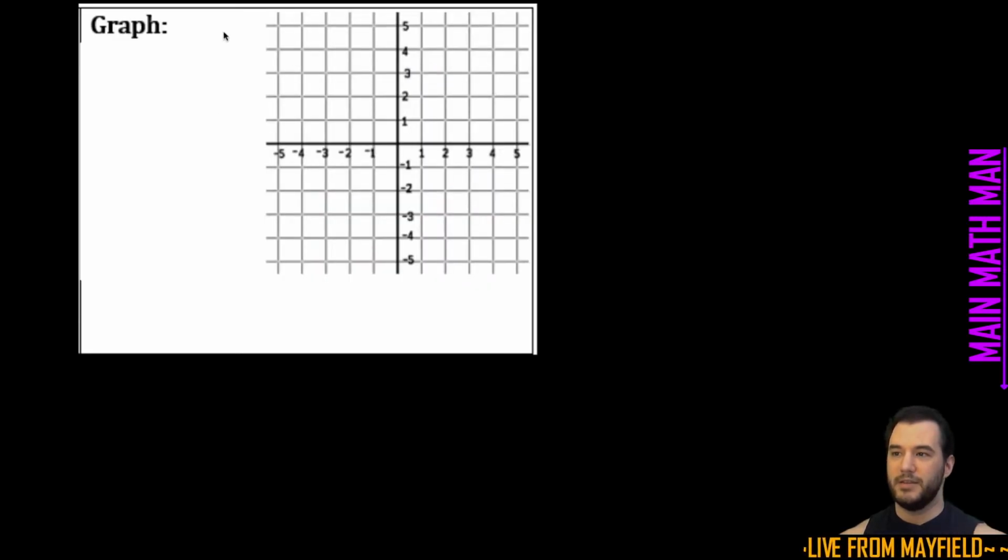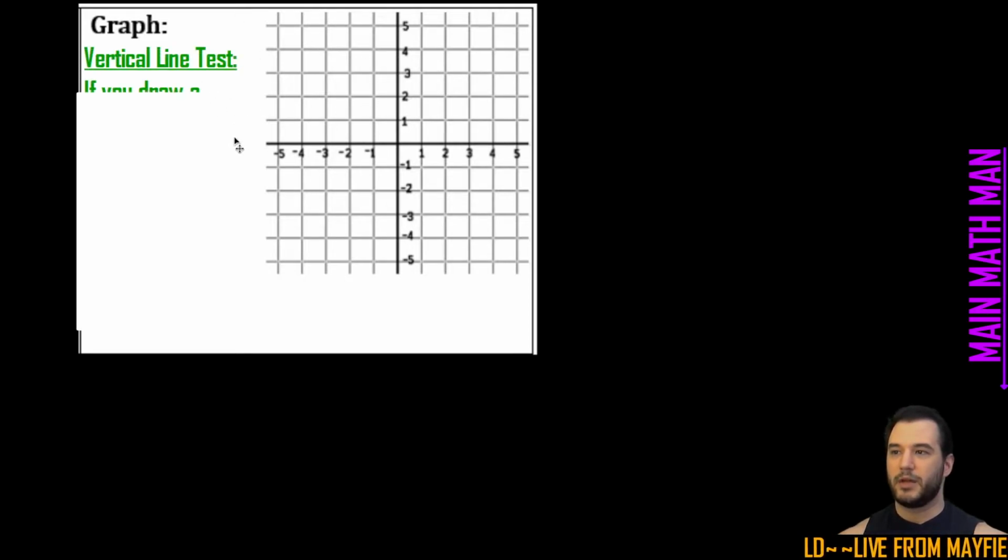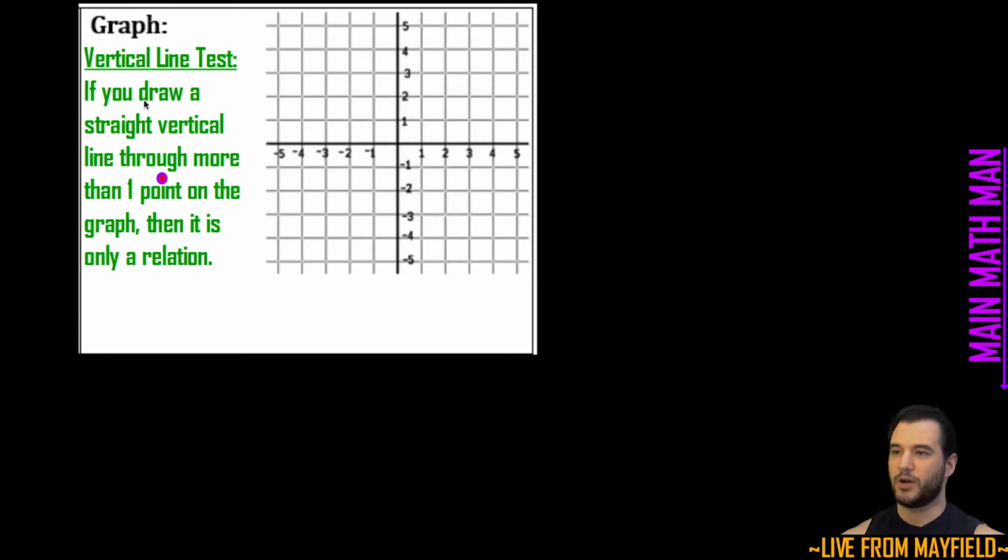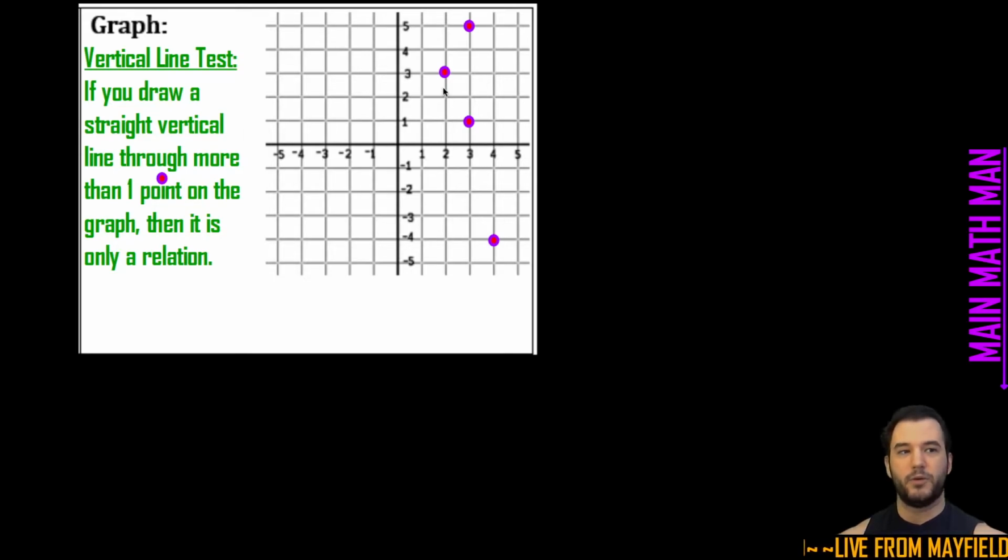Another form that you could have is a graph. And so what you want to do is, when you have this graph, you want to mainly be looking for this. So we're going to mainly call it that vertical line test, or that VLT. And so if you draw a straight line, a straight vertical line, through more than one point on the graph, then it is only a relation. So for example, when you're looking at those ordered pairs that we had before, you'd notice, hey, when I would be drawing a vertical line right here, I would notice that it would be passing through more than one point, meaning it is only a relation.